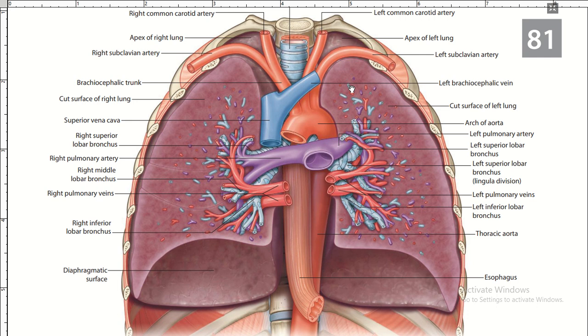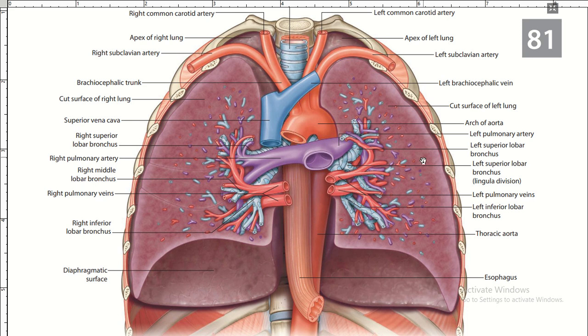So the lymph drainage of the lung is going to be divided into superficial and deep. The superficial can also be called subpleural lymphatic tissue. The lymph from the superficial layer of the lung, that is your visceral layer, is going to drain into what's called bronchopulmonary lymph nodes. Bronchopulmonary lymph nodes at the hilum of the lung.